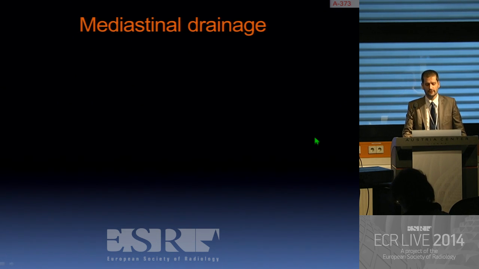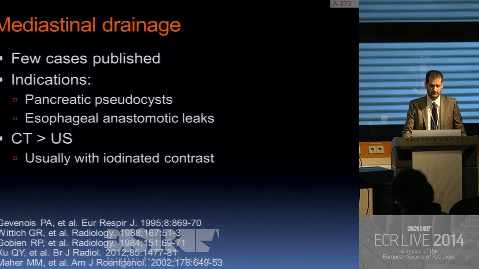Now we are going to talk about mediastinal drainage. There are few cases published in the literature. The main indications are the drainage of pancreatic pseudocyst and esophageal anastomotic leaks. CT guidance is preferred, but you have to know that usually you will have to use contrast agents to distinguish mediastinal structures.